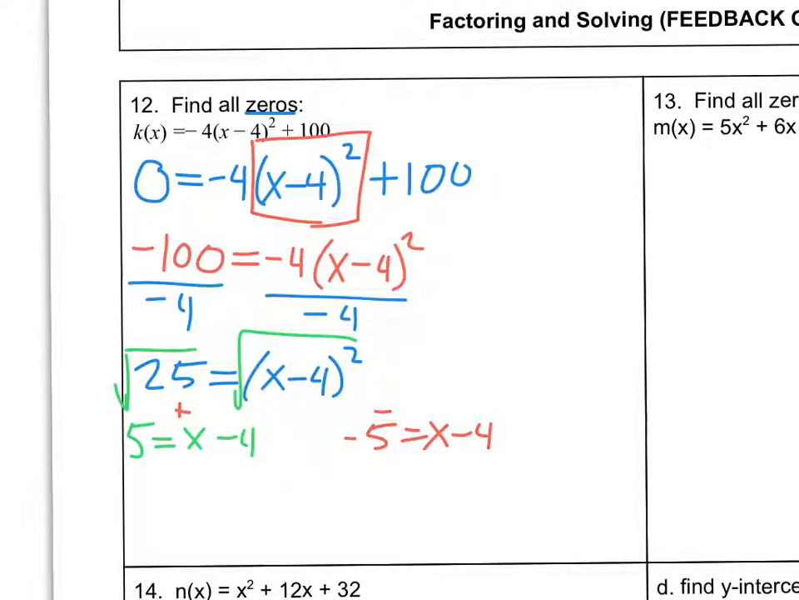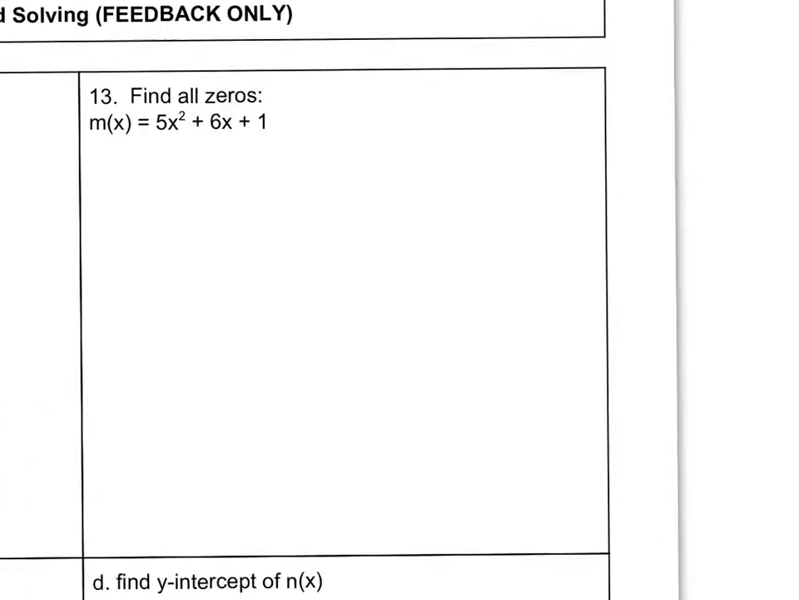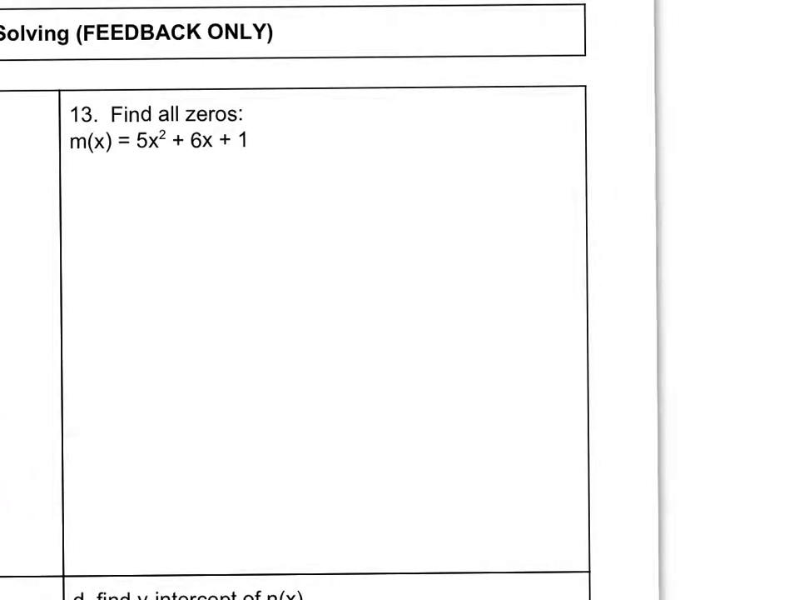When we solve the left side, we get x is equal to 9. Solving the right side, we get x is equal to -1. For number 13, I've got to find all zeros. I'm going to do the same thing I did initially. As soon as I see the word zero, I'm going to set this equation equal to 0. So 5x squared plus 6x plus 1 is equal to 0.